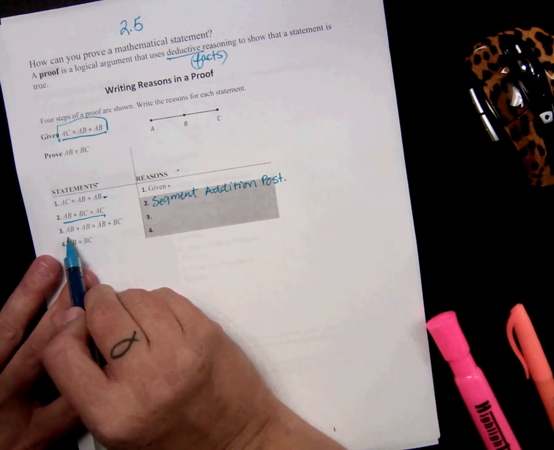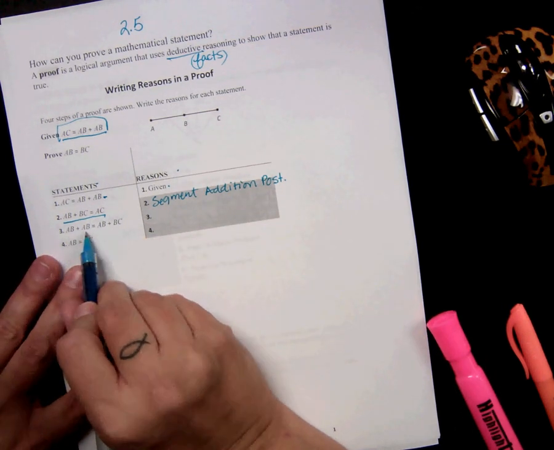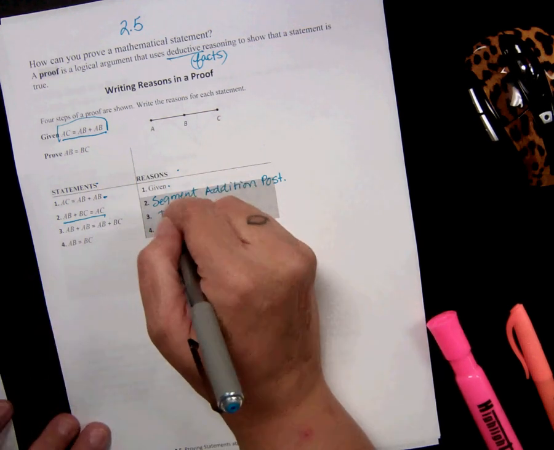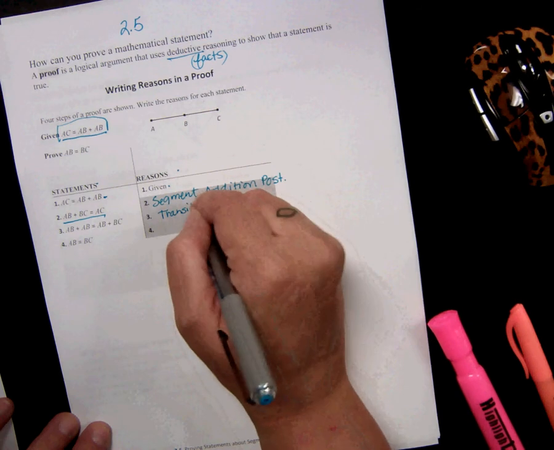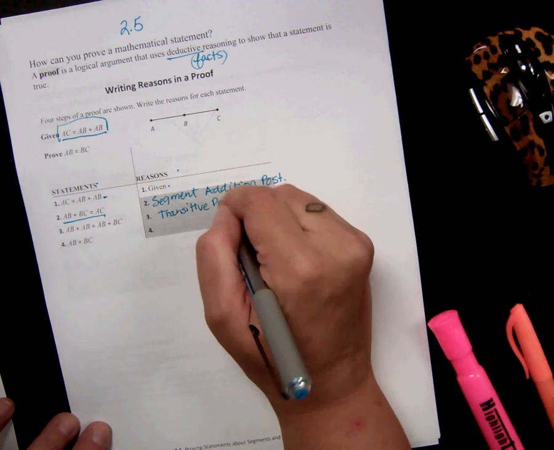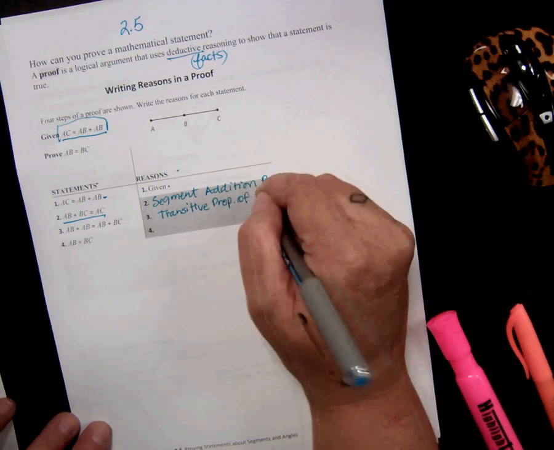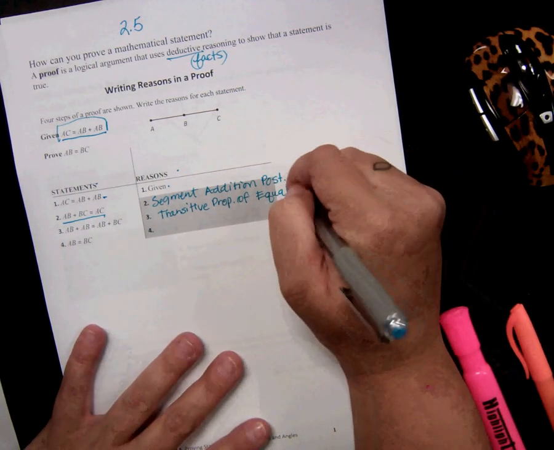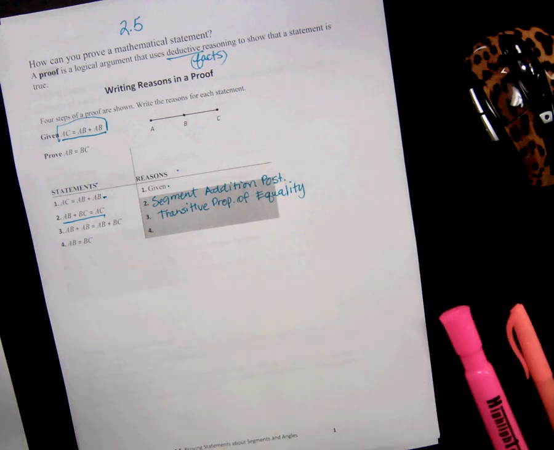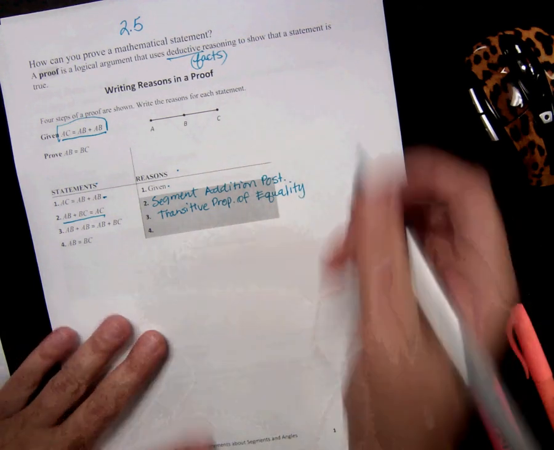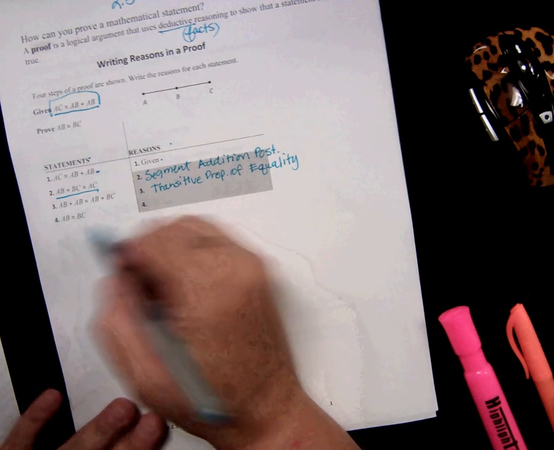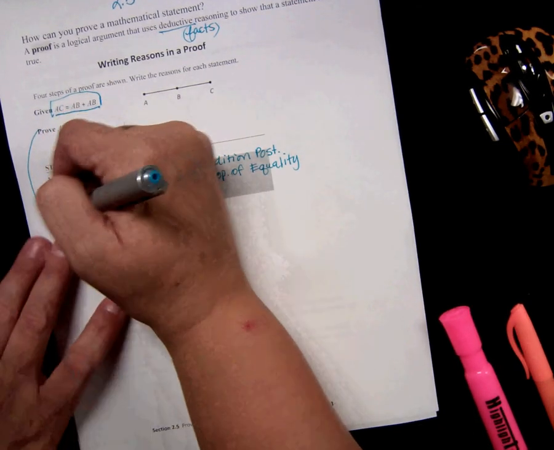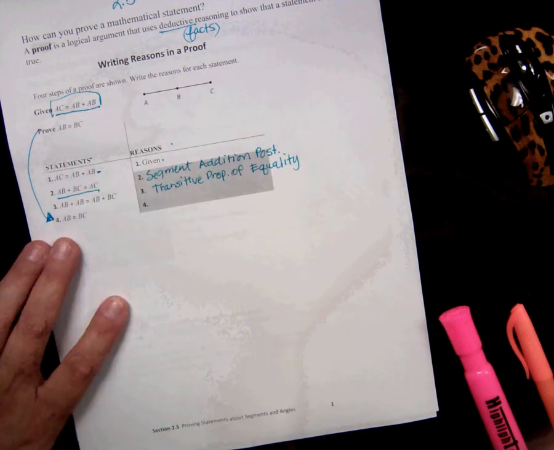The next one says segment AB plus AB would equal AB plus BC. That's going to be our transitive property of equality. You're going to have to use all kinds of properties and definitions and postulates that we've already gone over this year in order to see which ones go in there. Then we have our reason for AB to equal BC. Whatever we're trying to prove always is going to go at the end. It will be the last statement.